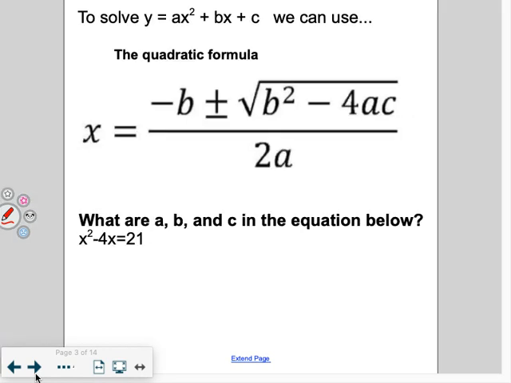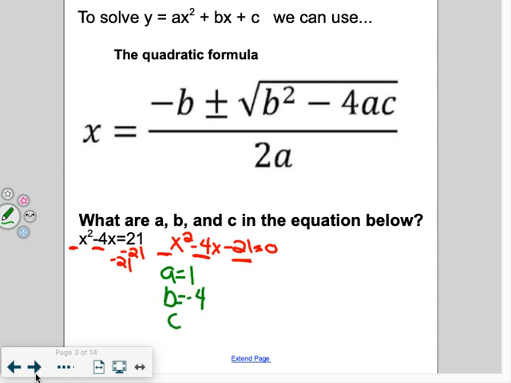So what we're going to look at first off: what are A, B, and C in the equation below? We've practiced it so far already. Notice we have A, B, and then this looks a little different. So what we actually have to do is subtract 21 on both sides. So we get x squared minus 4x minus 21 equals 0. Now we can say this is our A, our B, and our C. So A is equal to 1, B is equal to negative 4, and C is equal to negative 21.